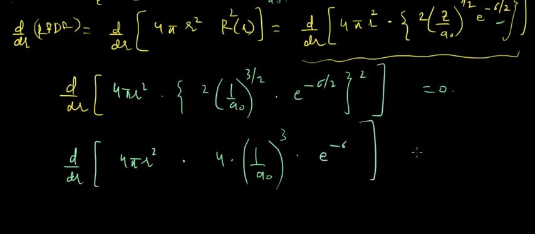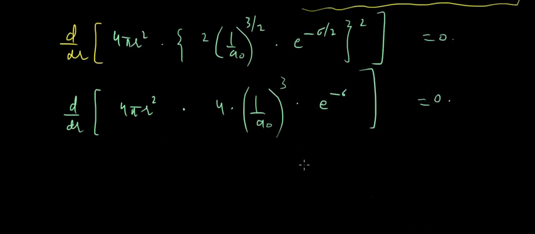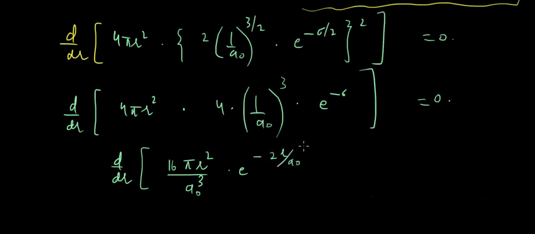The value of this should be 0. Okay, so let's just compute this. It would be nothing but d by dr of 16 pi r square upon a naught cube into e to the power minus 2r by a naught. We discussed, or derived, the value of sigma as 2r by a naught.